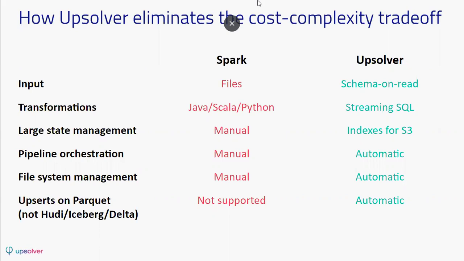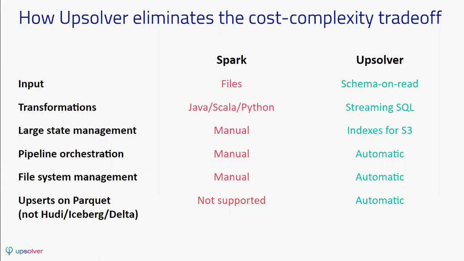Then the next thing is that I have a whole bunch of complexities that come with the Hadoop Spark ecosystem that databases solve out of the box. I don't need to think about it with databases. I need to index a table to do a join. In Spark, I'm doing it manually. I need to do state management, checkpointing, partition my state. In Upsolver, there is an index spinning up in the background for me. I don't need to think about it.